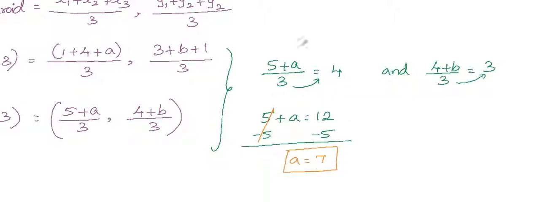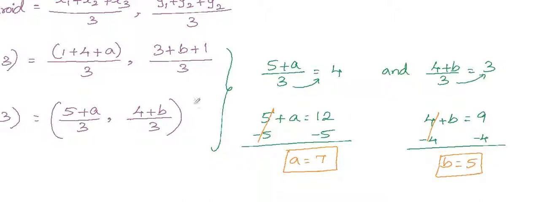Now find the B value. So just move the denominator 3 to the other side. So 3 times 3 is 9. If you subtract 4 on both sides, we'll get B equals 5. So the values of A and B are 7 and 5.